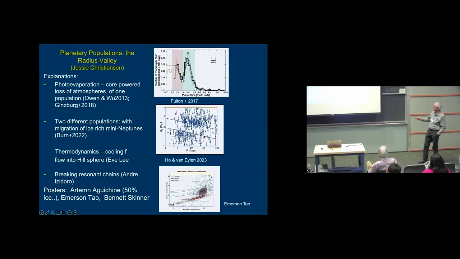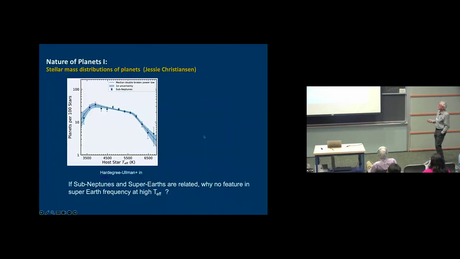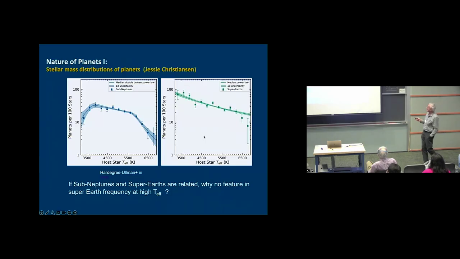And here's Emerson's picture of how evaporating an ice-rich world can lead to both dry and wet planets in this kind of diagram. I was struck by what kind of planets we are getting here. From Jessie Christiansen's talk, this is the distribution in temperature, going up here to more massive planets. There's a turn down at a massive enough planet in Neptunes, but we don't see that feature for the super Earths. And why is that? If these are coupled, if we evaporate this to give this, why shouldn't there be a feature here?